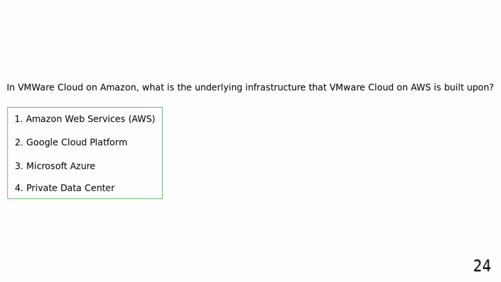In VMware Cloud on Amazon, what is the underlying infrastructure that VMware Cloud on AWS is built upon? Amazon Web Services. Google Cloud Platform. Microsoft Azure. Private Data Center.